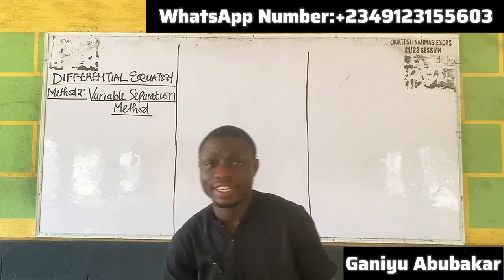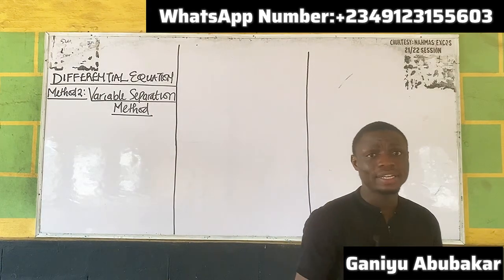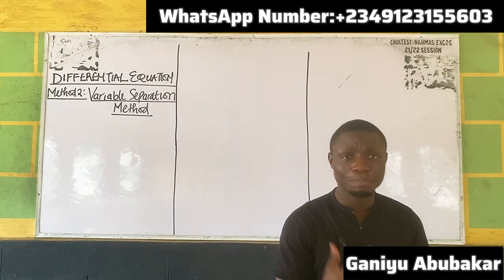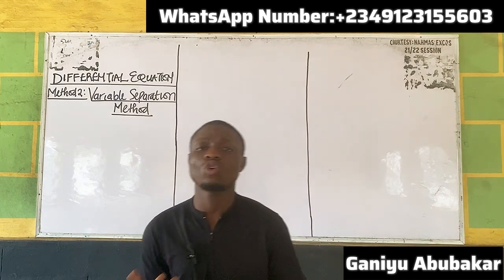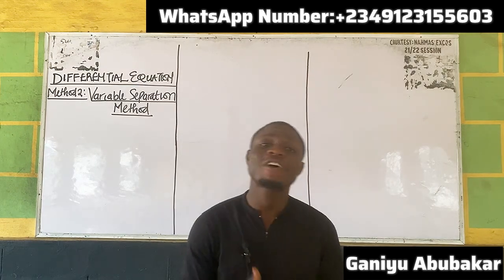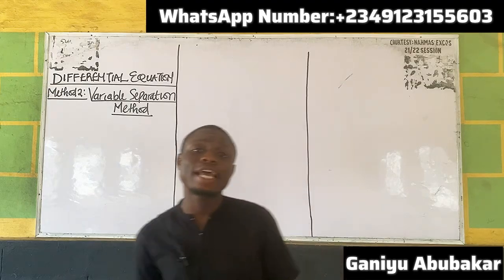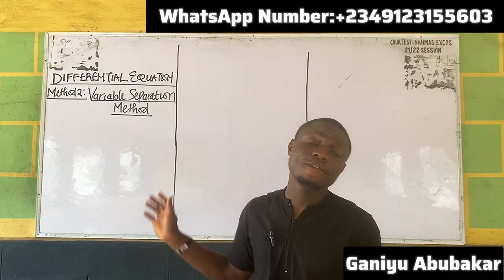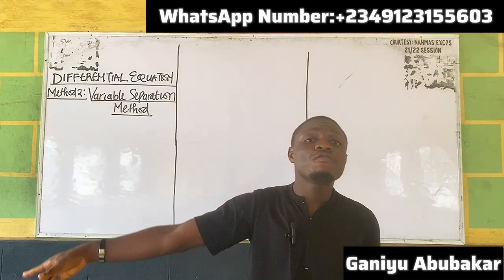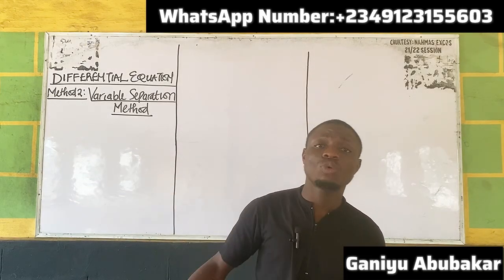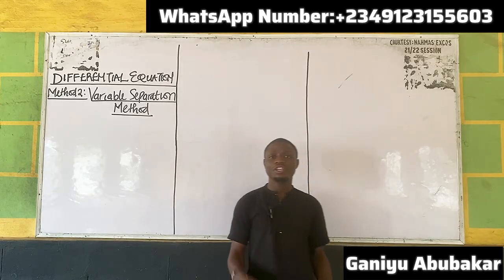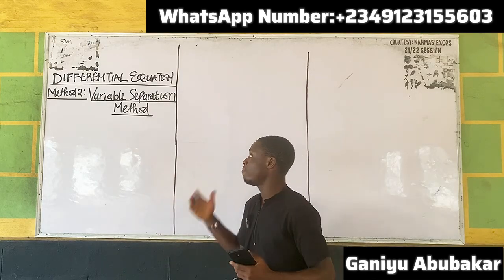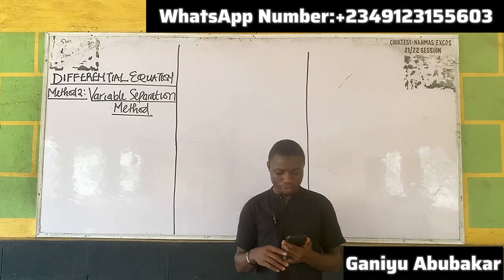When you have dy over dx and a mixture of x and y, then the first thing that comes to mind is using the variable separation method. How do you solve problems under it? Your first task is to move y and dy to the left hand side of the equation, and move the x terms and dx to the right hand side of the equation. This is simply the basic concept for the variable separation method.